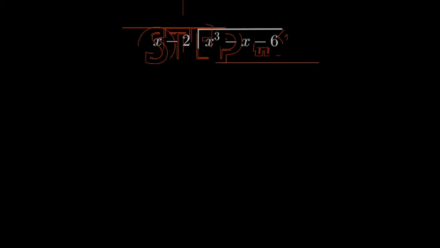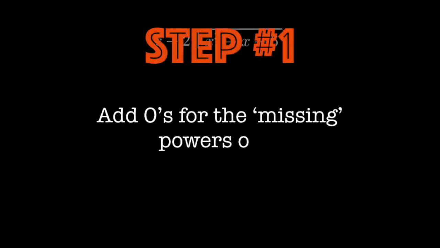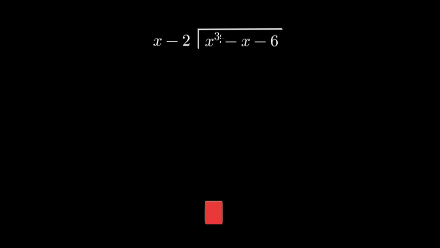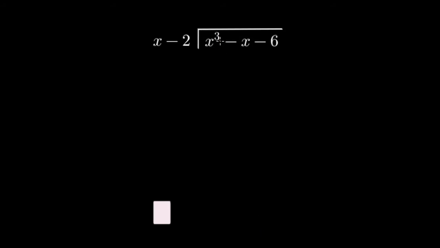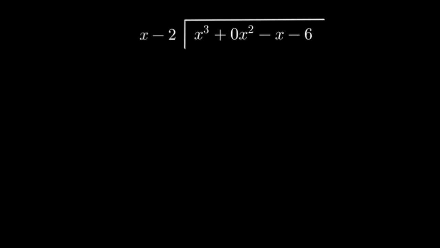Okay, so step 1 is to add a 0 for the missing powers of x. So here, for example, we don't have an x squared term, but it's going to make our life that much easier if we add plus 0x squared right here, so that the 0x squared acts as a placeholder for the x squared column. So step 1 was super easy.